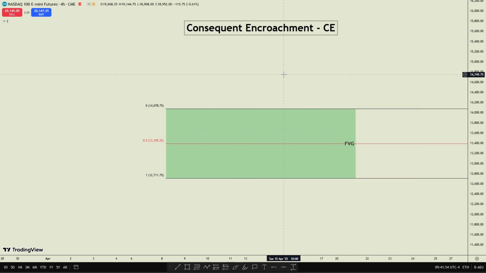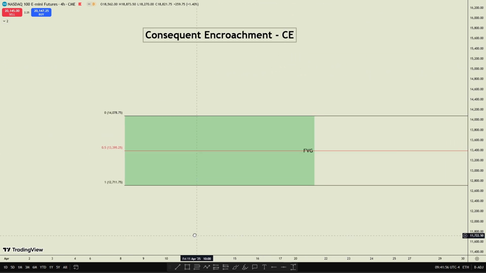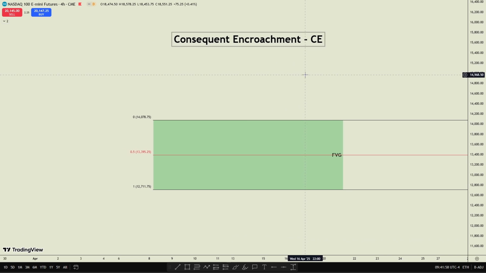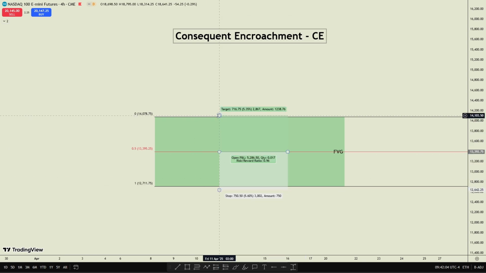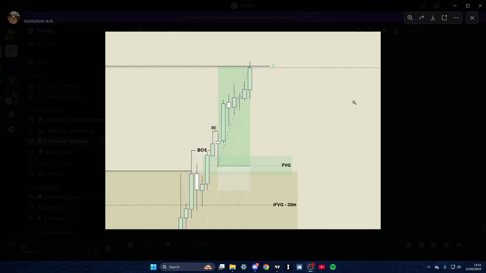Now, I also use consequent encroachment as an entry point. If we have a big fair value gap left in the market and I want a better risk to reward, I will be entering off consequent encroachment of the fair value gap, stop loss below the low, and my higher time frame target.